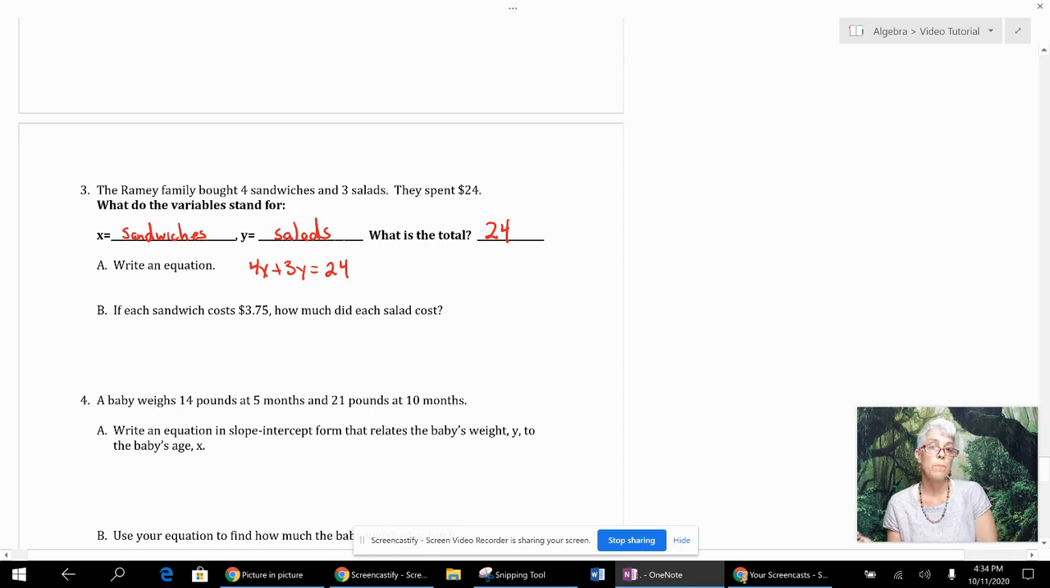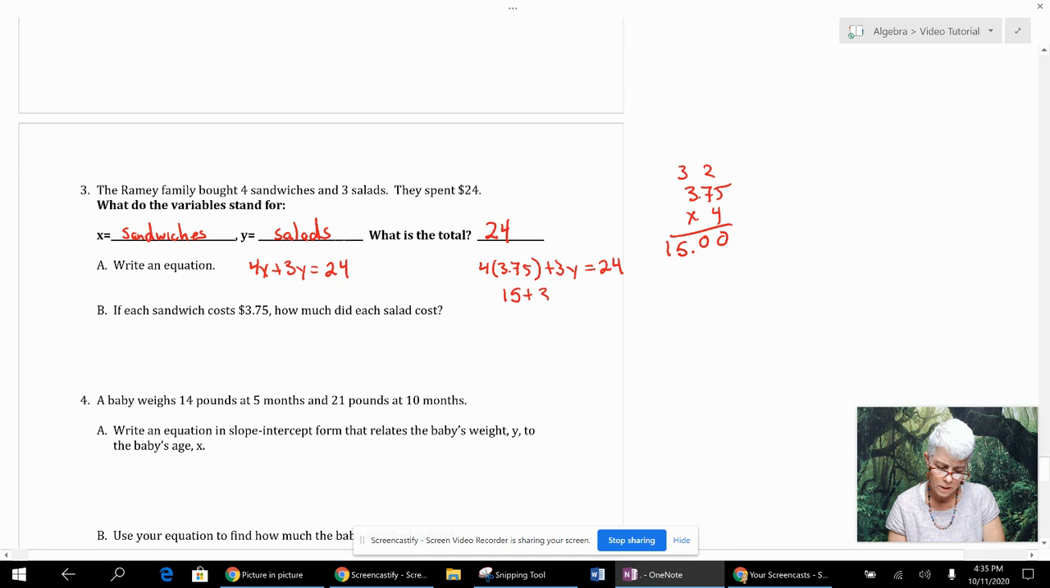This is probably starting to look pretty easy to you. Now it says that the sandwich is $3.75 and we assign x to sandwiches. So I'm going to go 4 times $3.75 plus 3y equals 24. And for $3.75, we need to find out how much 4 of those is. 4 times 3.75 is 15. So $15 plus 3y.